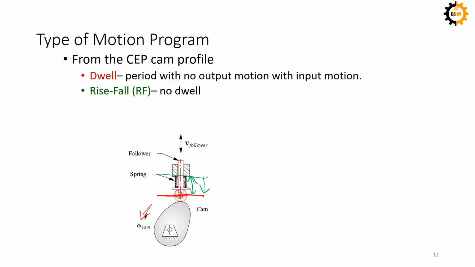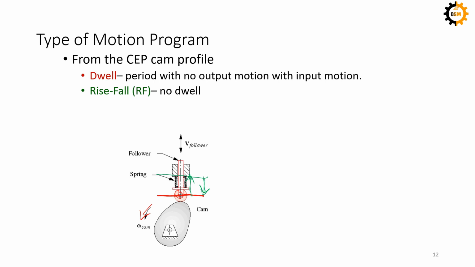So this is another type of CEP. This is not a complex engineering problem. This is much easier than that. So in this, what happens is that the follower moves for some time and then it comes down.